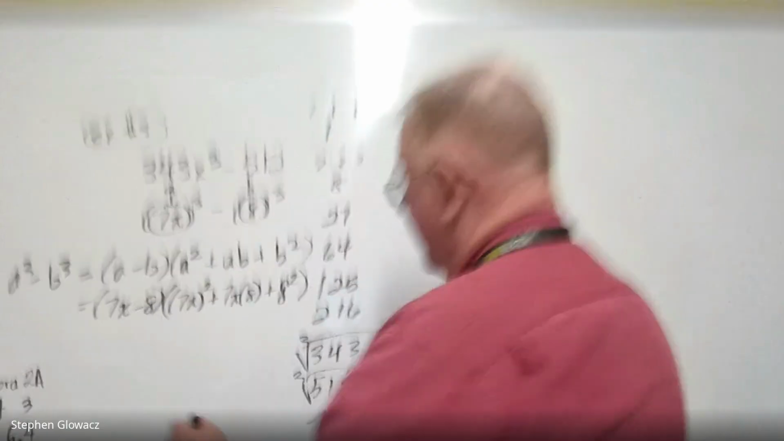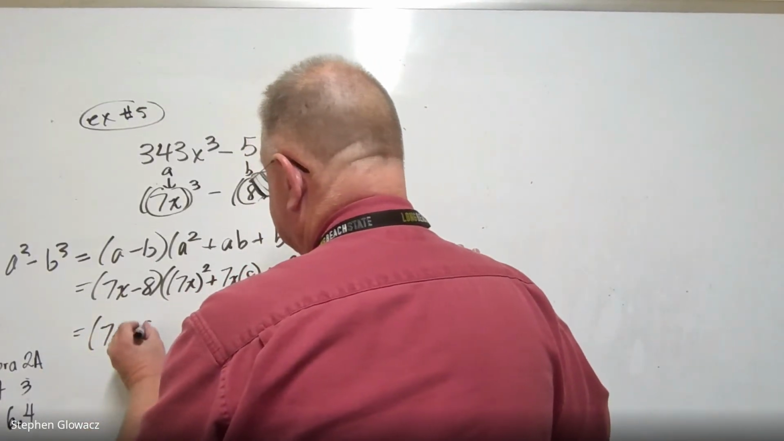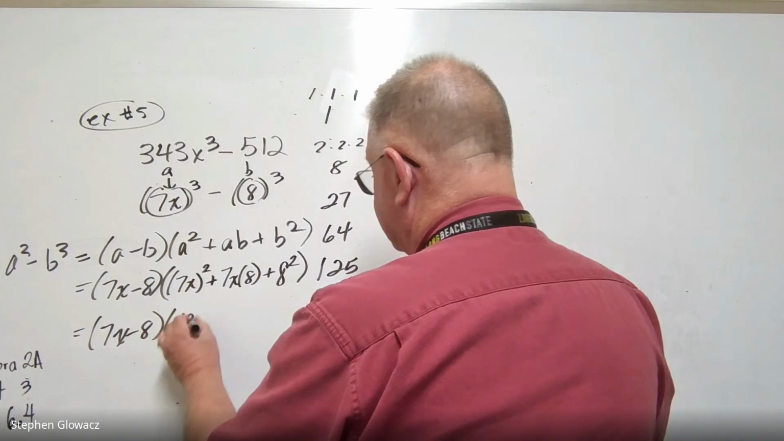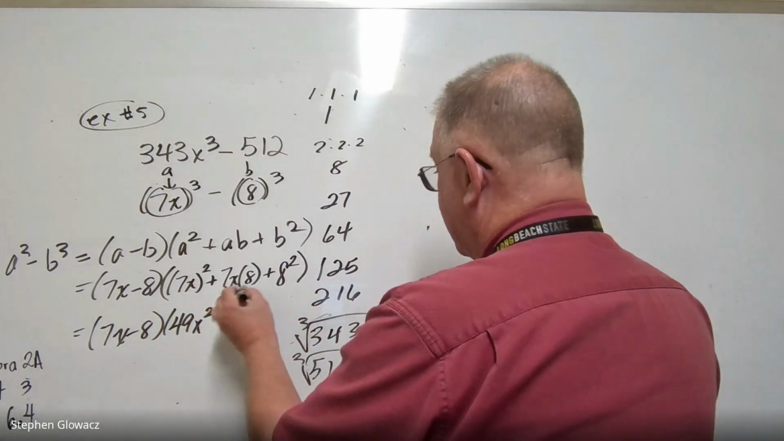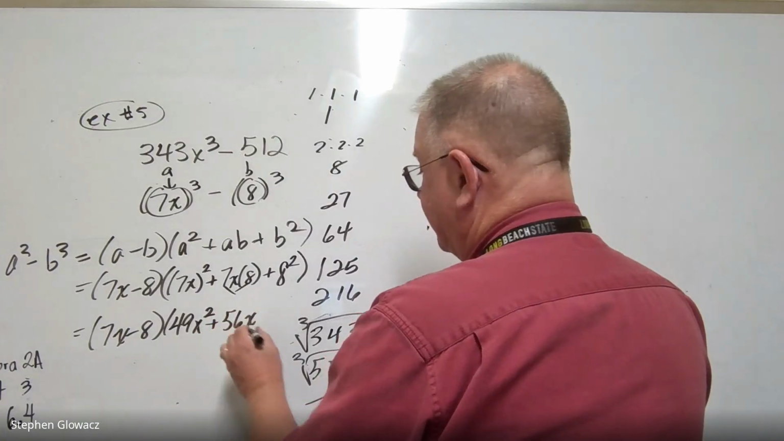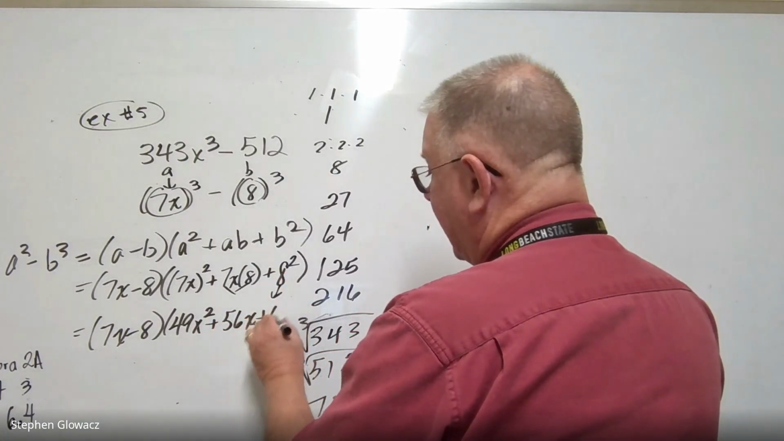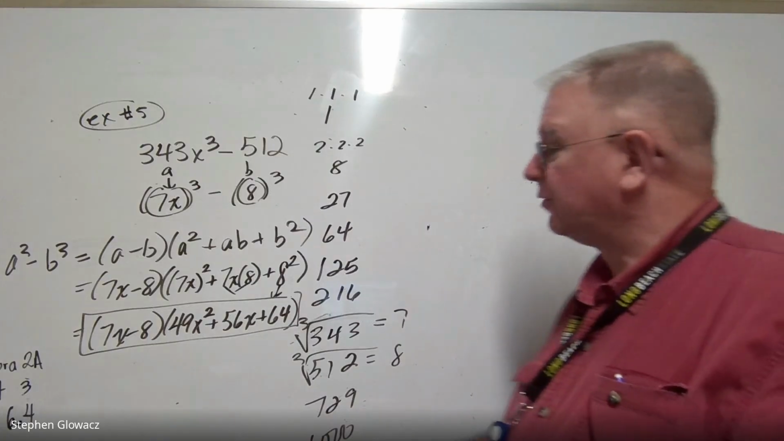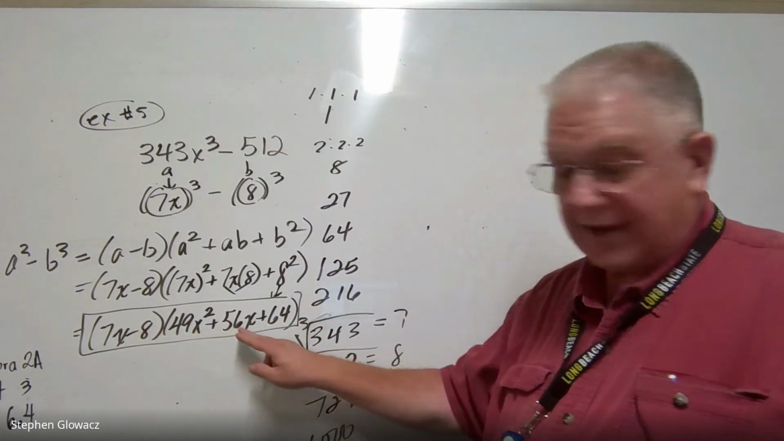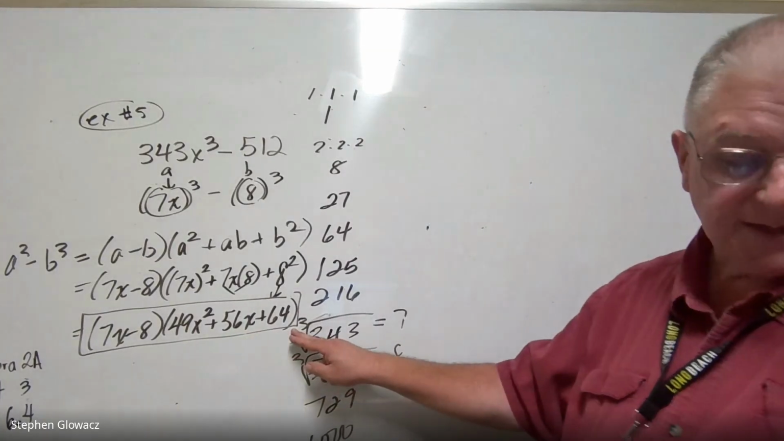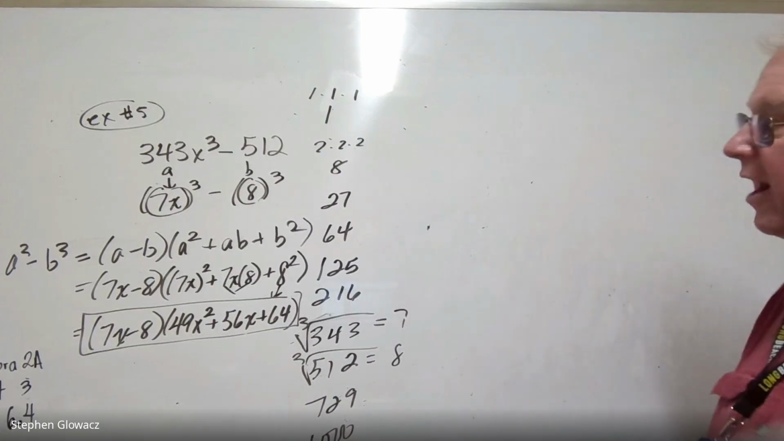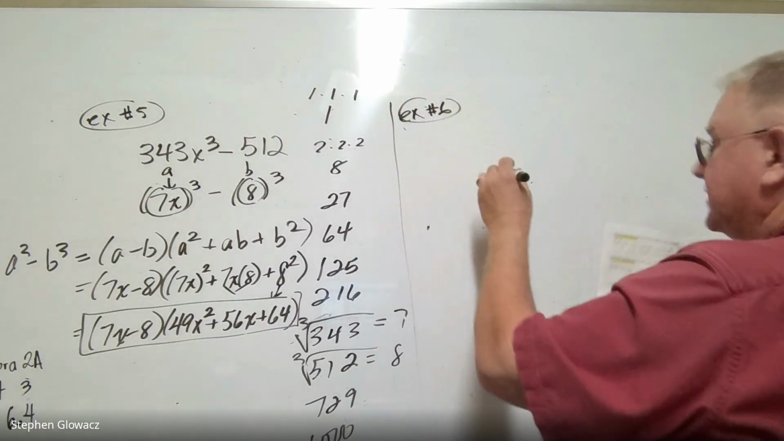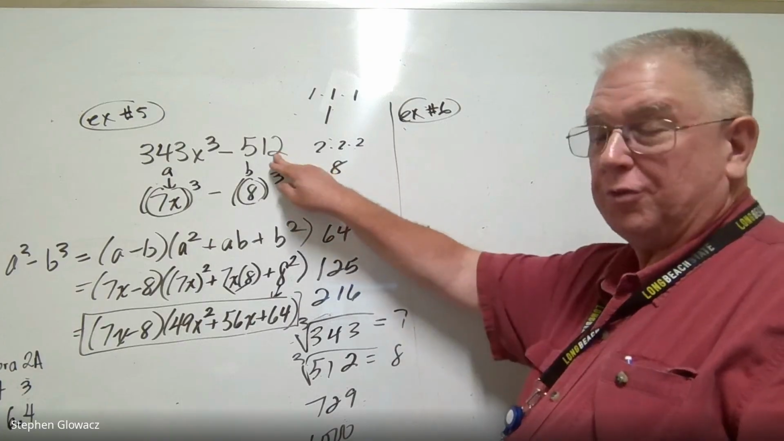And so let's go ahead and do that. Now the 7x minus 8 in the binomial, nothing to do there. But 7x squared, 7 times 7 is 49, so 49x squared. 7 times 8 is 56, so 56x. And 8 squared, 8 times 8 is 64. So our answer here, our factors would be 7x minus 8 times 49x squared plus 56x plus 64. All right, so now our example for number 6, and we'll just do that over here. So we had the difference of two perfect cubes.